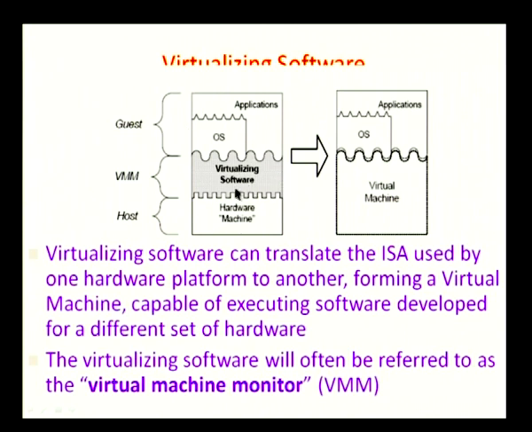So, this is the physical machine on which you are installing the VMM and you can create the guest OS. By combining host and VM, again it is a virtual machine. It is possible to create another virtual machine over this also. Now, virtualizing software can translate the instruction set architecture used by one hardware platform to another, forming a virtual machine capable of executing the software developed for a different set of hardware. The virtualizing software will often be referred to as the virtual machine monitor.